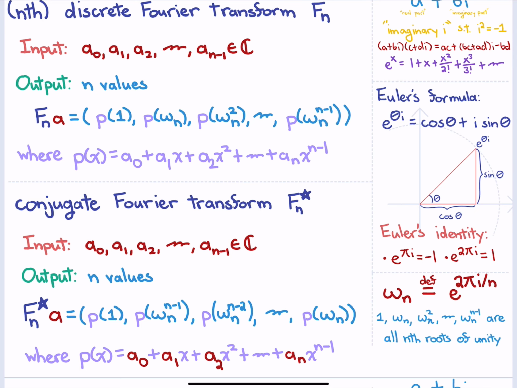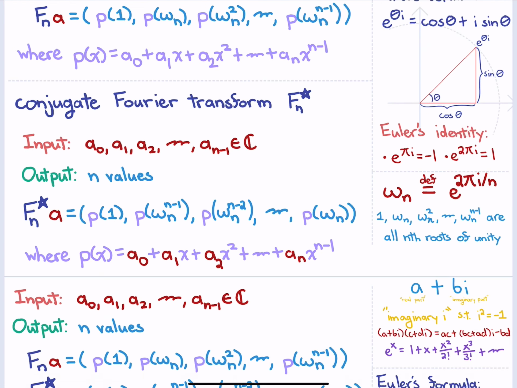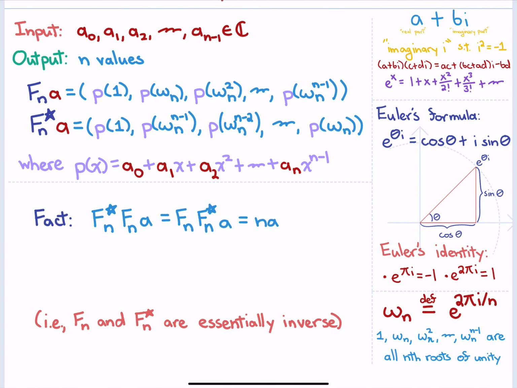Particularly, an algorithm for one is an algorithm for the other, because if I can do f sub n, then to do f sub n star, I would just do f sub n and then list the values in the opposite direction. So algorithmically, there's no difference, okay? But it still has some mathematical significance. Let me explain, okay? So they're essentially inverse to one another. In fact, they can undo each other, so to speak.